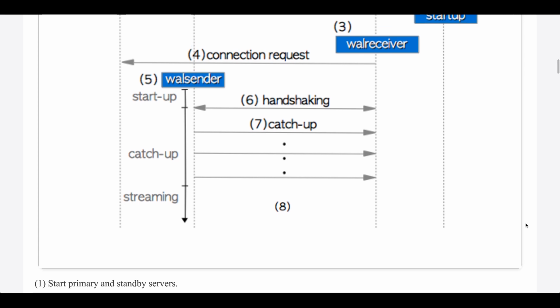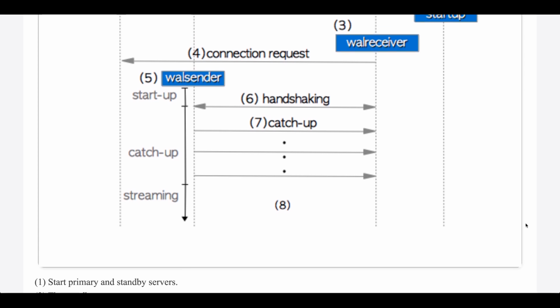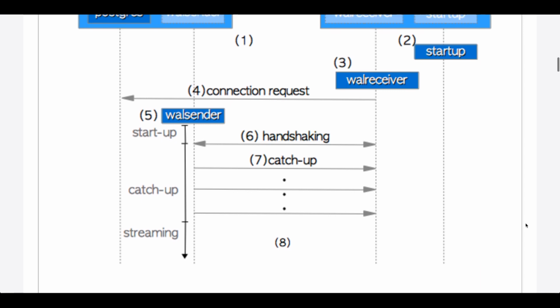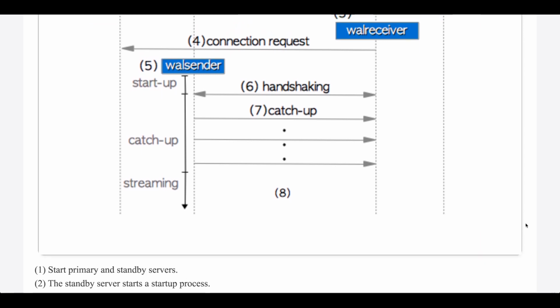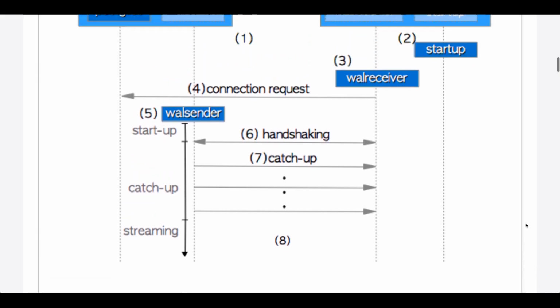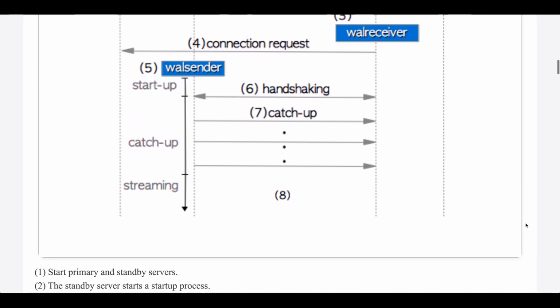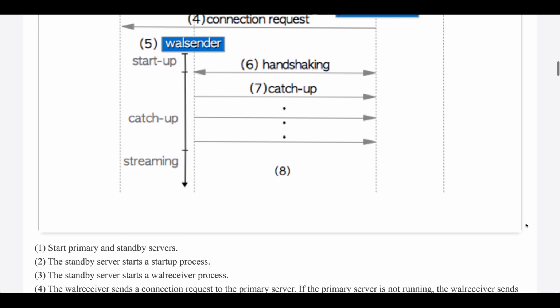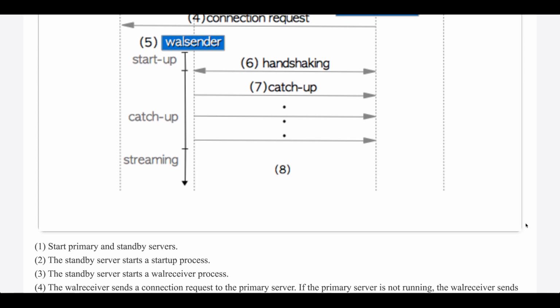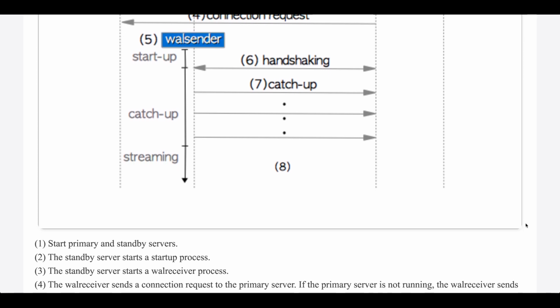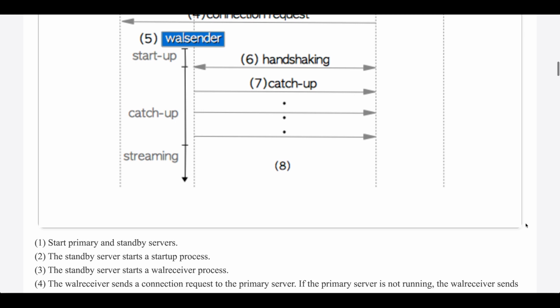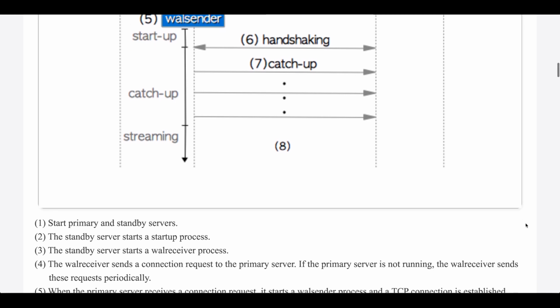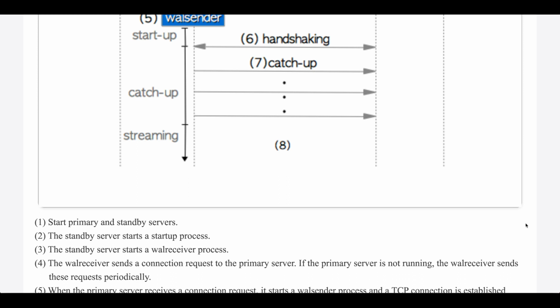1. Start the primary and standby servers. 2. The standby server starts a startup process. 3. The standby server starts a WAL receiver process. 4. The WAL receiver sends a connection request to the primary server. If the primary server is not running, the WAL receiver sends these requests periodically.